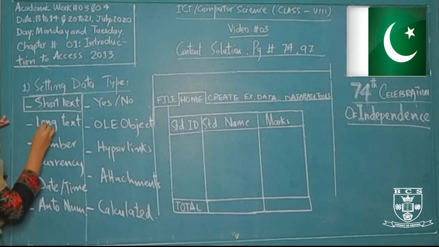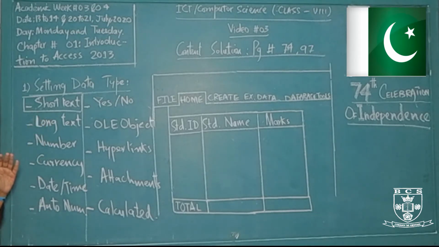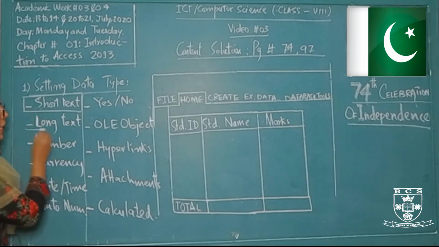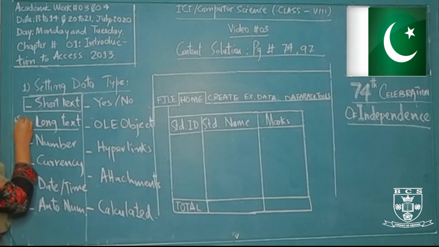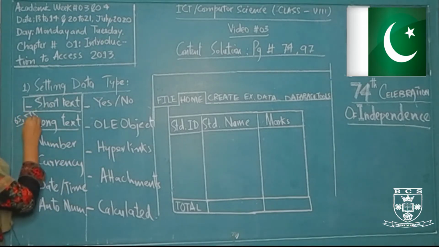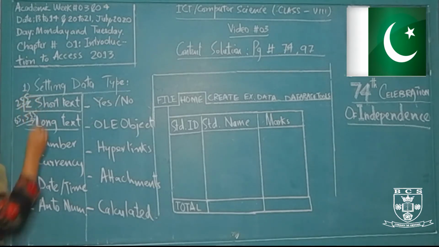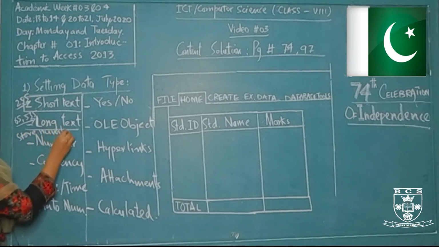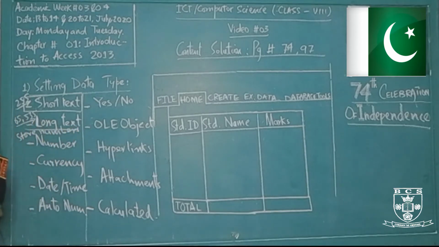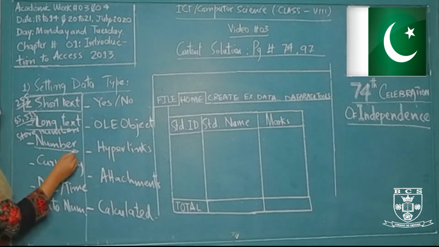After that, we are having long text. In long text, we store the data that is in a descriptive or long form, and it can store up to 65,535 characters, and short text can store 255 characters. So number, in the numbers category, we store numbers. It means if I have assigned this category to my field, I cannot enter any other word. It can only enter numbers.